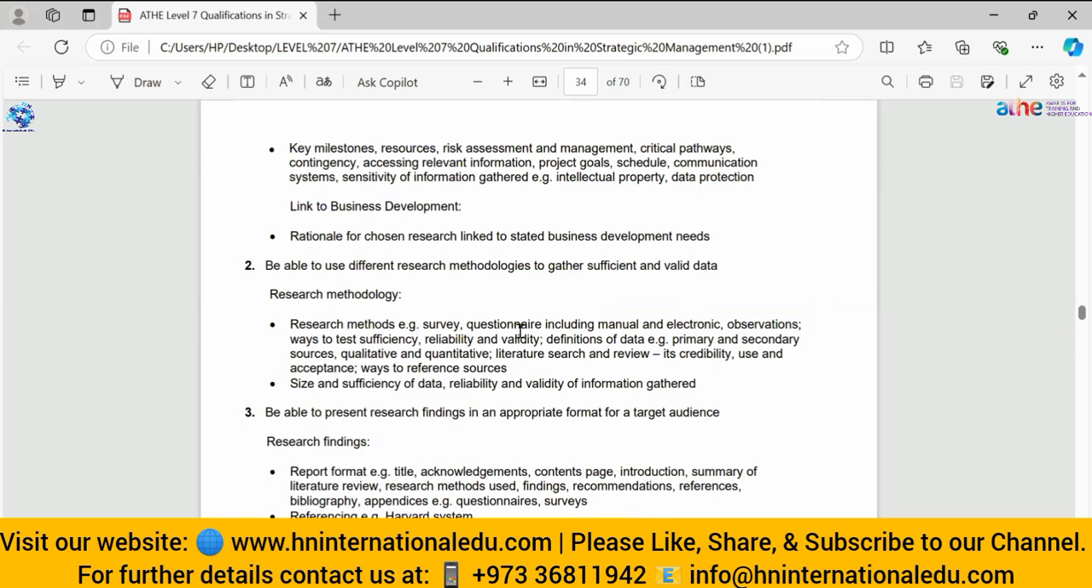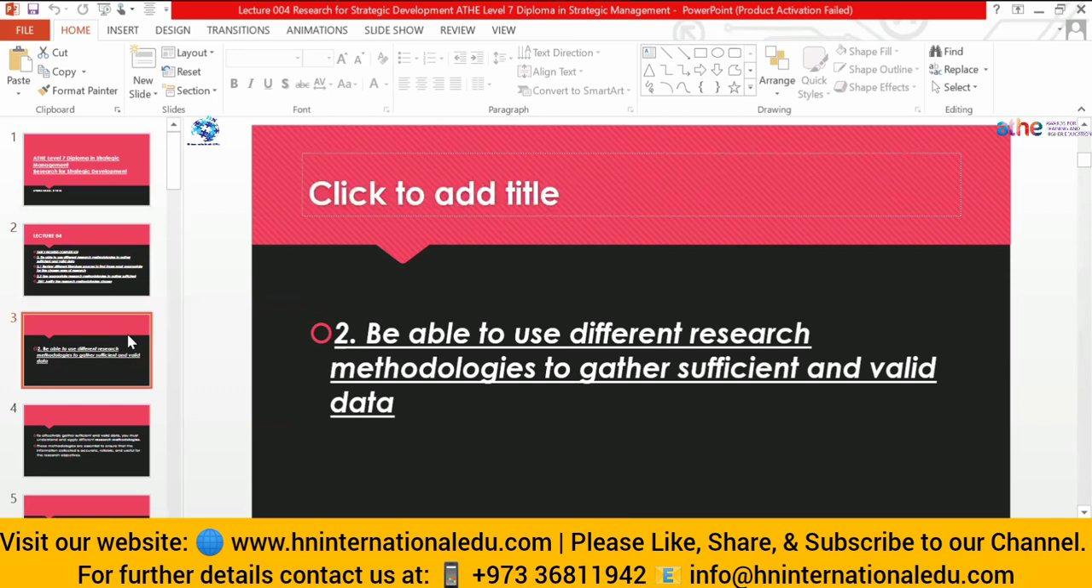That is research methodology, methods. We will discuss survey questionnaires, size and sufficiency. Everything is going to be there, but obviously in summarized form. But I will try my best to make it more clear to you. Okay? Able to use different research methodologies to gather sufficient and valid data.